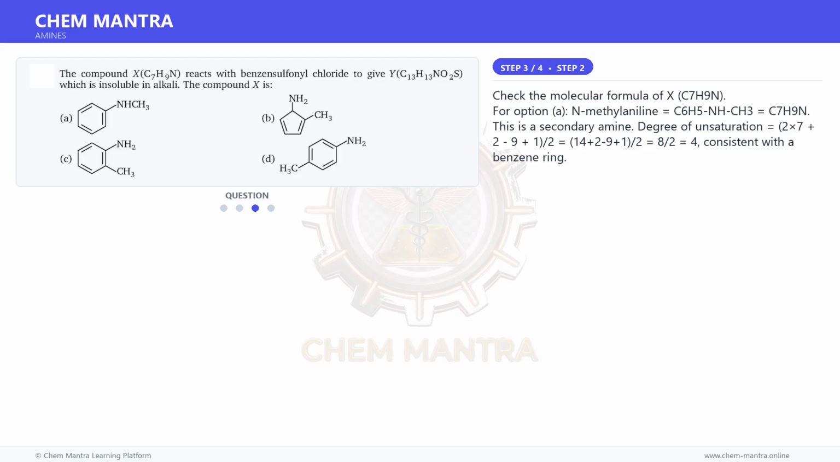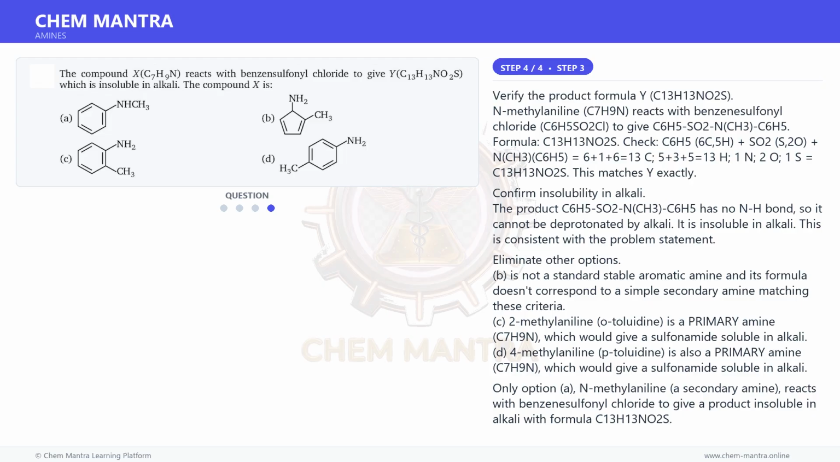Degree of unsaturation is equal to (2 times 7 plus 2, minus 9, plus 1) divided by 2, which is 14 plus 2 minus 9 plus 1, equals 8, divided by 2 equals 4, consistent with a benzene ring. And for the final step, verify the product formula Y, C13H13NO2S.